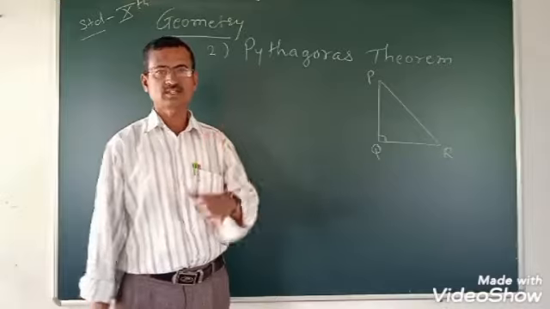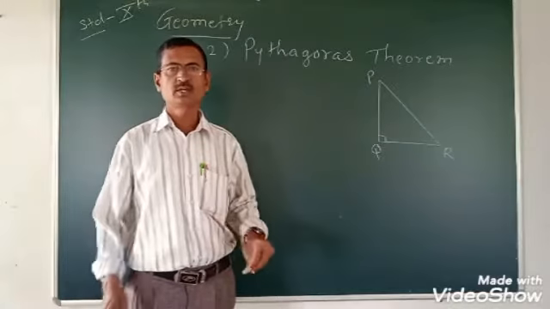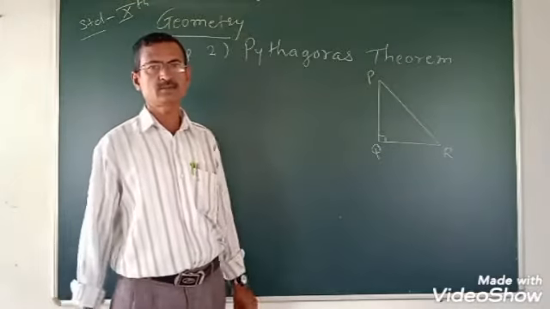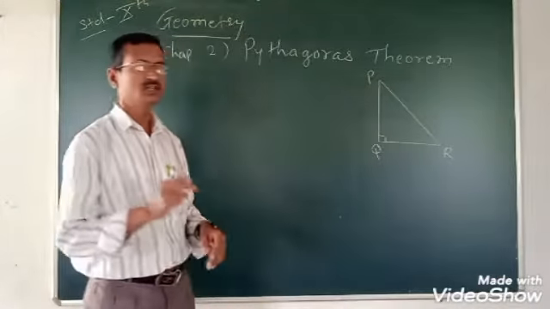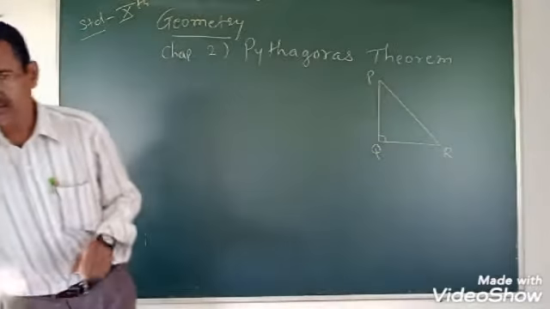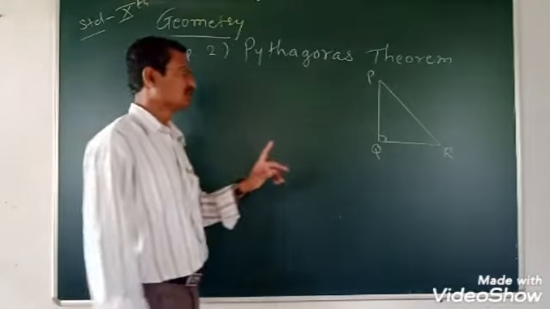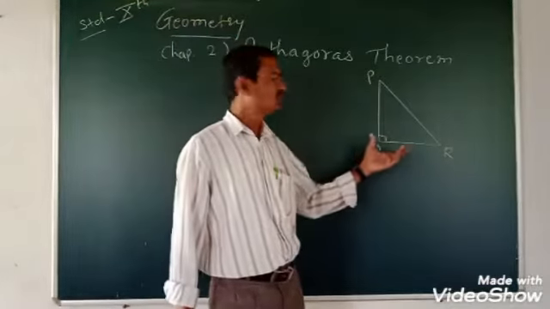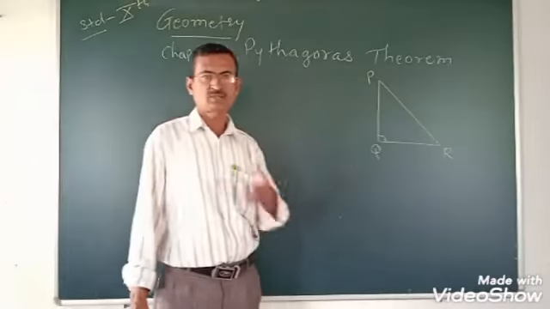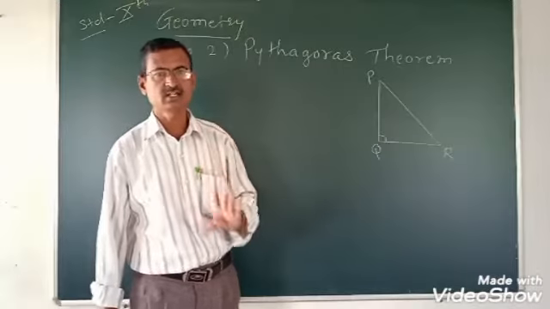We have to see some concepts first. For example, we have to see Pythagorean triplet. What is meant by Pythagorean triplet? Pythagorean triplet means the square of the longest side, suppose the longest side is the hypotenuse. Obviously, the hypotenuse is the longest side in a right angle triangle.